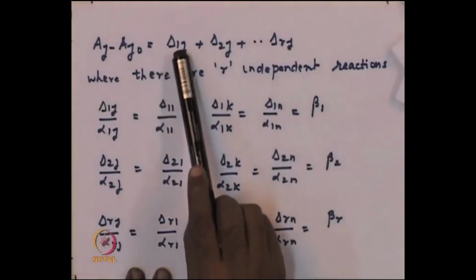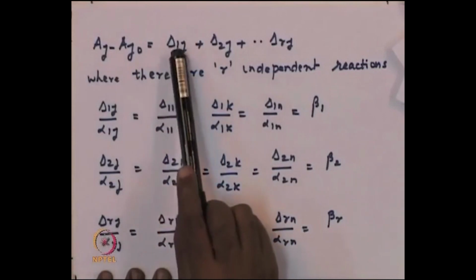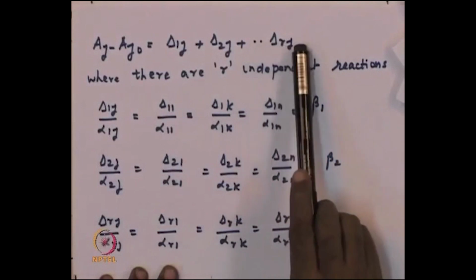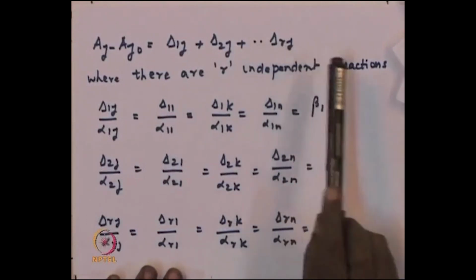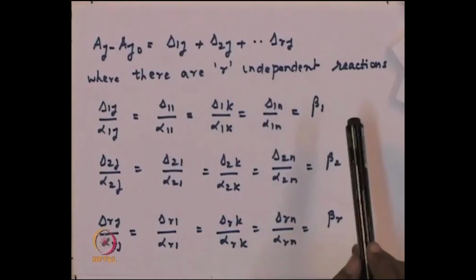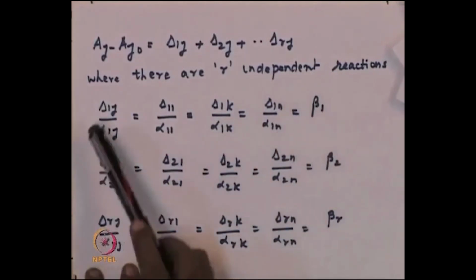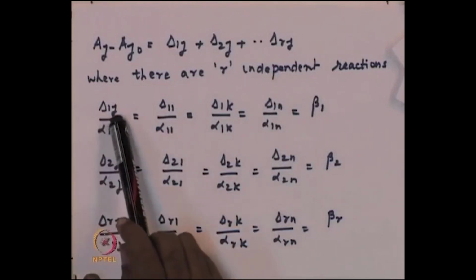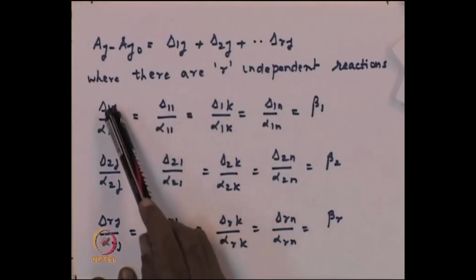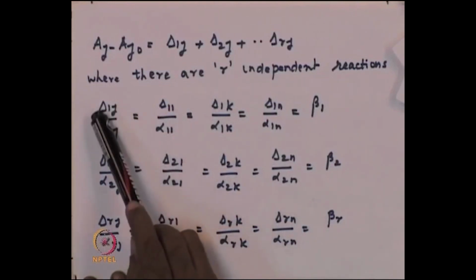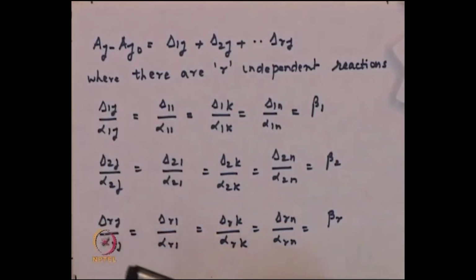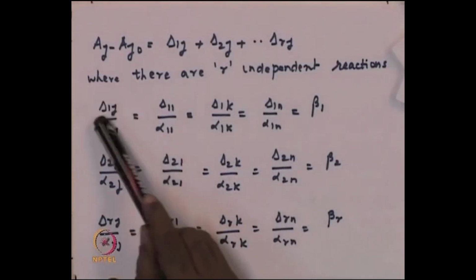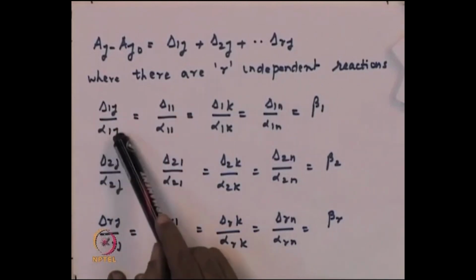Delta 1 j is the change in A j because of reaction 1, delta 2 j is the change due to reaction 2, similarly, delta R j is the change due to reaction R. Okay. Now, we recognize this term delta 1 j by alpha 1 j, what does this mean? Delta 1 j is the change in component j due to reaction 1, and alpha 1 j is the stoichiometric coefficient of component j in reaction 1.